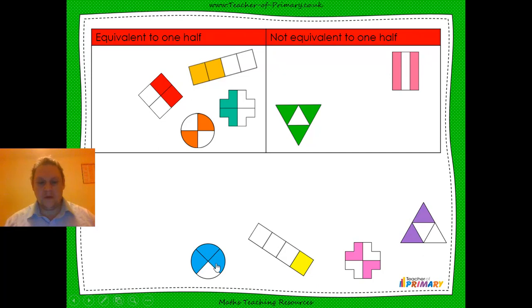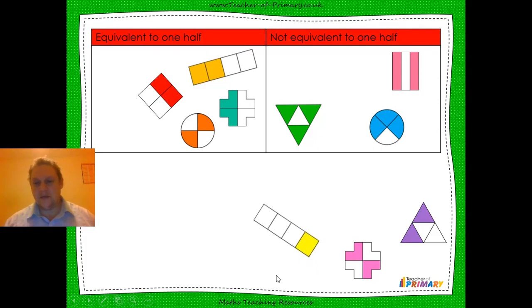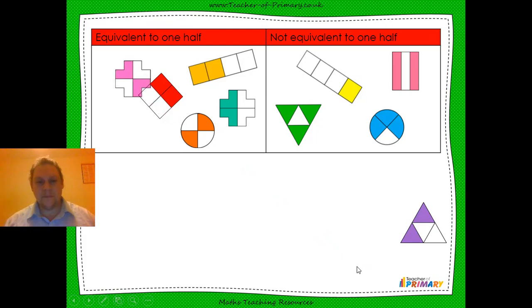What about this one? 1, 2, 3, 4. We've got 3 shaded in, not a half. Here we've got 1, 2, 3, 4 equal parts. 1 of them is shaded in. That's a quarter, isn't it? 1 out of the 4 is shaded in, so that's not a half. What about this one? 1, 2, 3, 4. 2 of those quarters have been shaded in. That's definitely going to be a half.